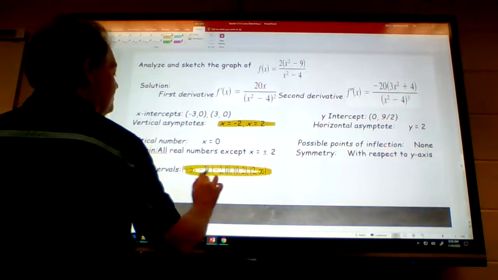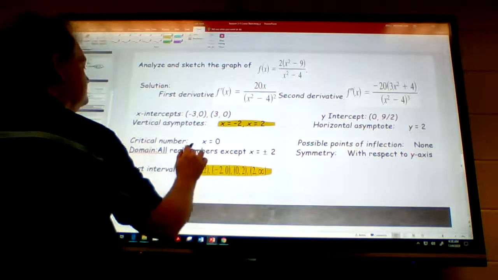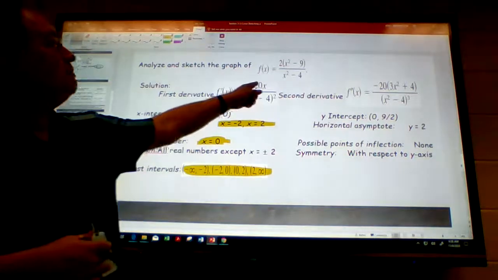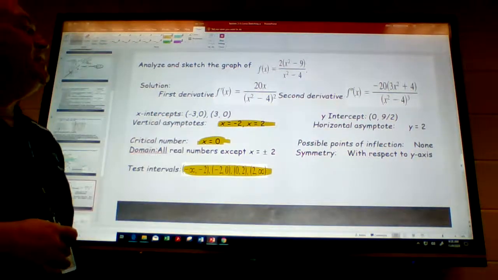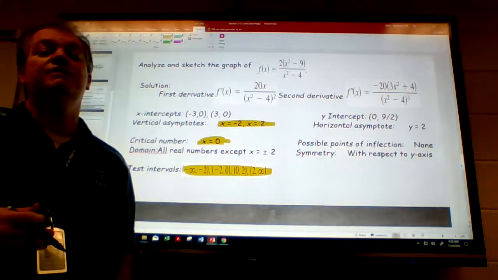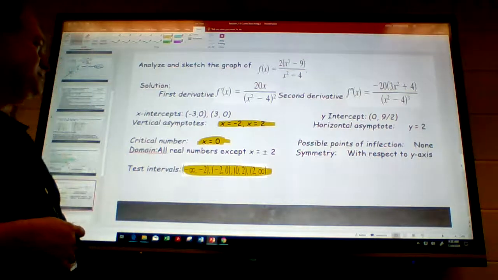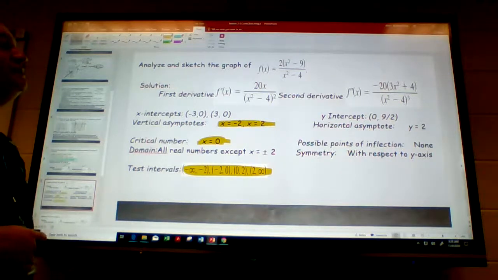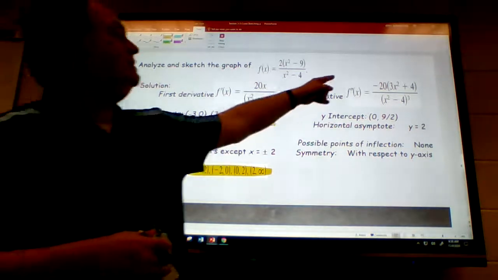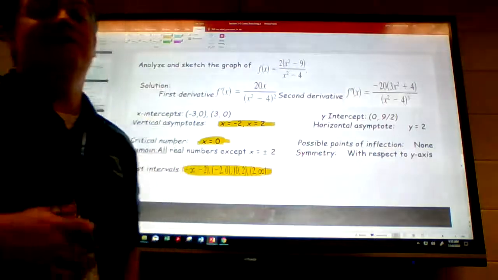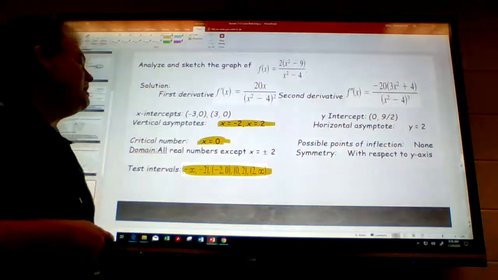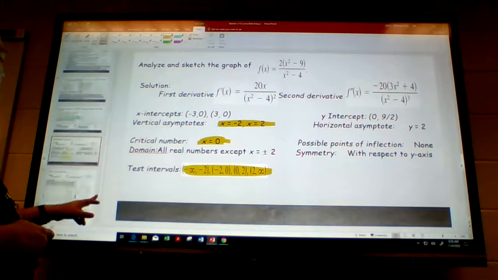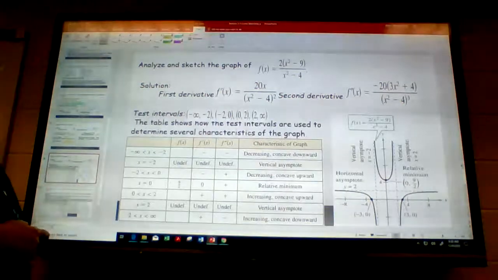So the critical number is 0. The reason the critical number is 0 is because of right here, 20 times x. If you set 20x equal to 0, then x has to be 0. So that is a critical number, and there are no points of inflection here because if you set any one of those equal to 0, you're not going to get that. So, all right, with that being said, this leads me to right here.